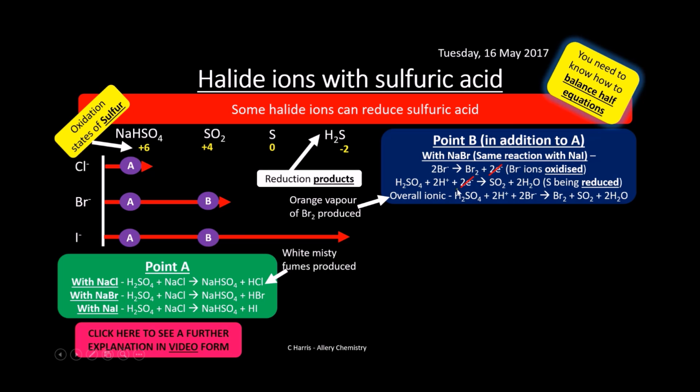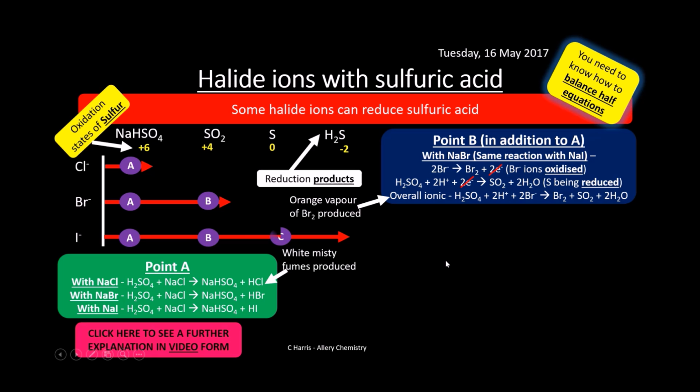Okay, and then we just combine these two, cancelling out the electrons. We write our overall equation here. So sulfuric acid reacts with the bromide ions to form bromine and sulfur dioxide. Iodide ions will do exactly the same as well. Now for bromide, that's as far as it goes. It can reduce sulfur, and it's reduced it to +4. But iodides are really powerful, and they go further.